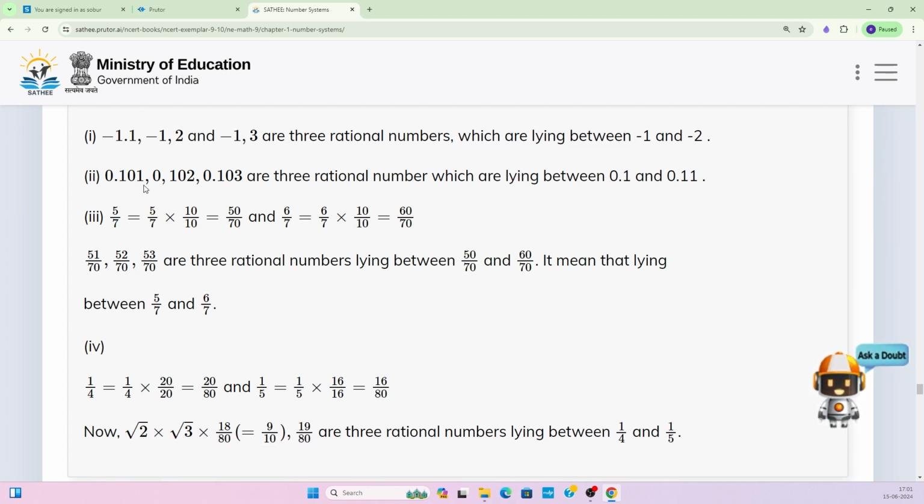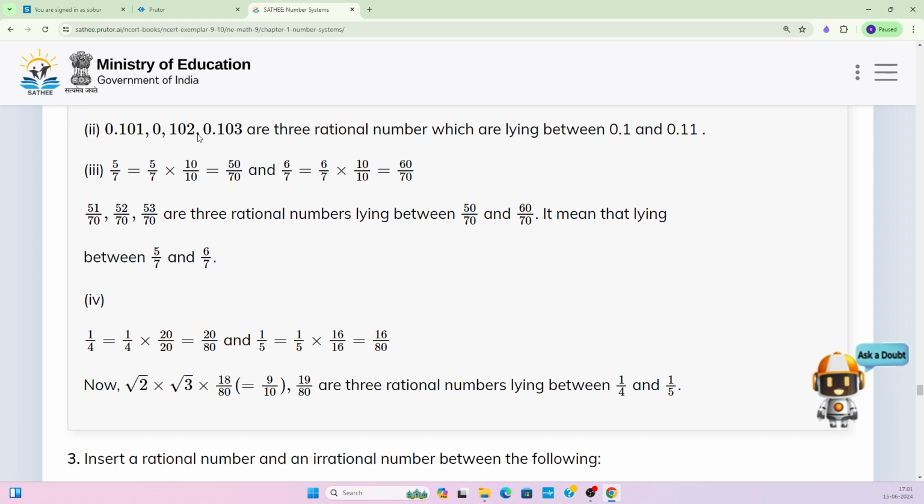Okay, and 0.101, 0.102, 0.103 are three rational numbers which are lying between 0.1 and 0.11. Okay, and 5 by 7 can be written as 5 by 7 into 10 by 10, that is equal to 50 by 70, and 6 by 7 is equal to 6 by 7 into 10 by 10, that is equal to 60 by 70. So here 51 by 70, 52 by 70, 53 by 70 are three rational numbers lying between 50 by 70 and 60 by 70, which means lying between 5 by 7 and 6 by 7.